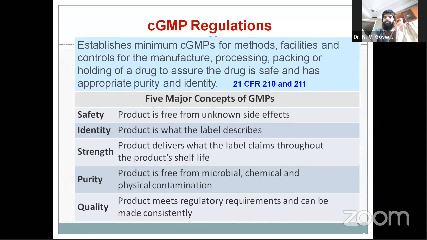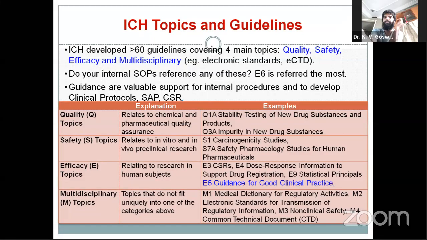So the 5 major concepts of GMPs are safety, identity, strength, purity, and quality of the product. Again, as I mentioned, it's 21 CFR 210 and 211 that talk about the GMP requirements. And again, as I mentioned, the ICH is the guidance which is used internationally by almost all the countries.